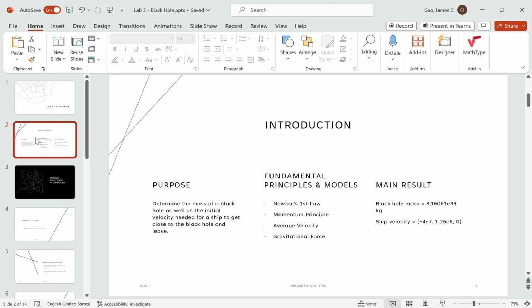The fundamental principles and models that I used were Newton's first law, the momentum principle, average velocity, and gravitational force. And the main result that I got was that the black hole mass was around 8.16 times 10 to the 33 kilograms, and the ship velocity was -4 times 10 to the 7th meters per second in the x direction, and 1.26 times 10 to the 6th in the y direction.